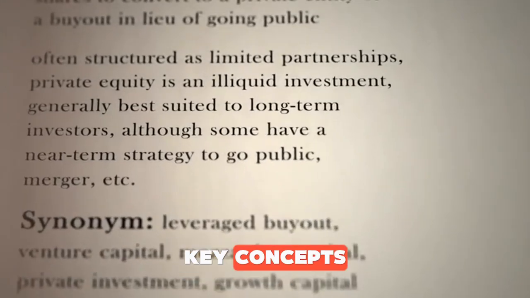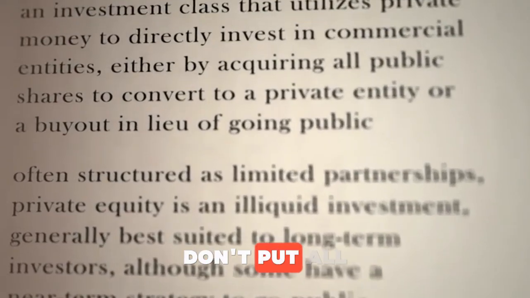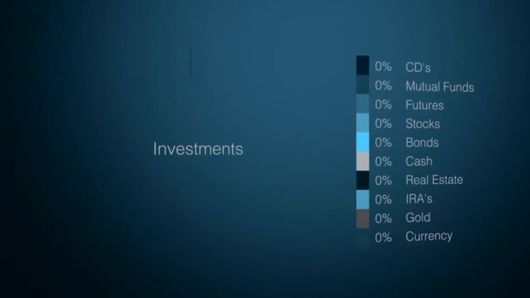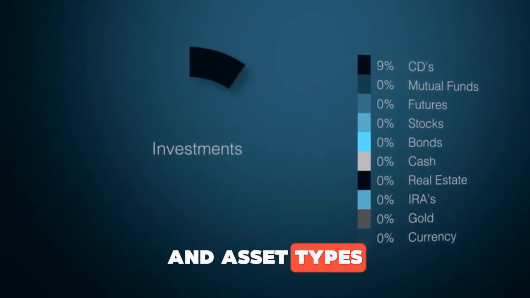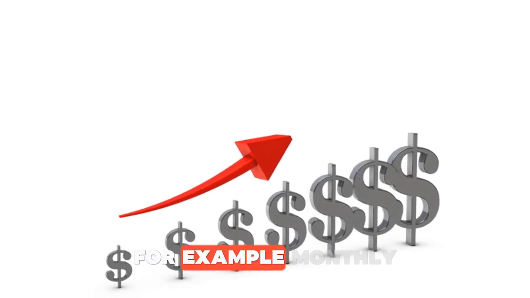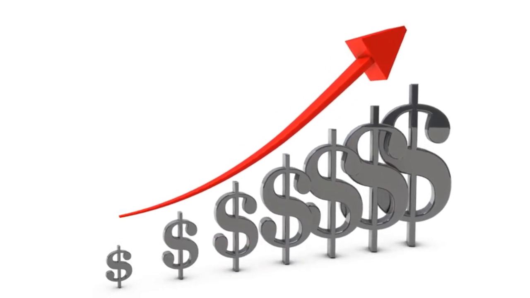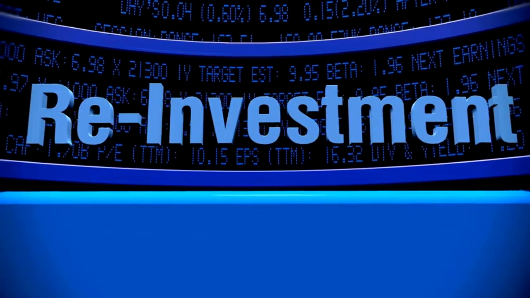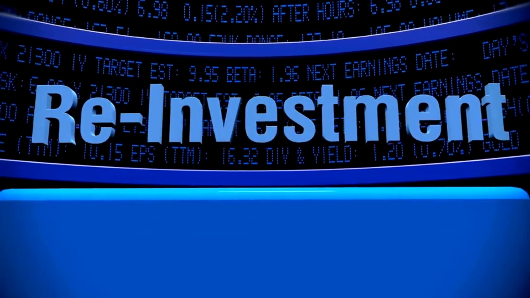3. Learn the key concepts. Diversification. Don't put all your money into one stock or sector. Spread your investments across different industries and asset types. Dollar cost averaging. Invest a fixed amount regularly, for example, monthly, to reduce the impact of market fluctuations. Compound interest. Reinvesting earnings allows your money to grow exponentially over time.